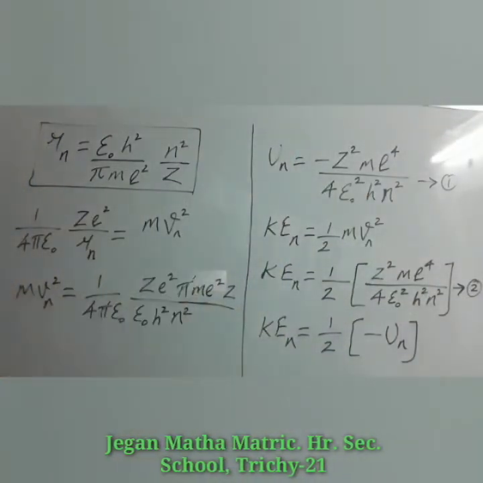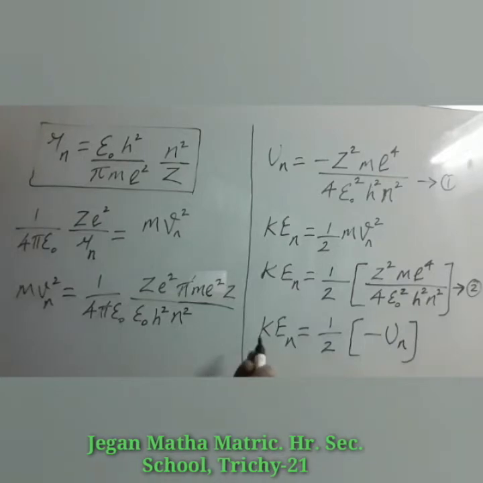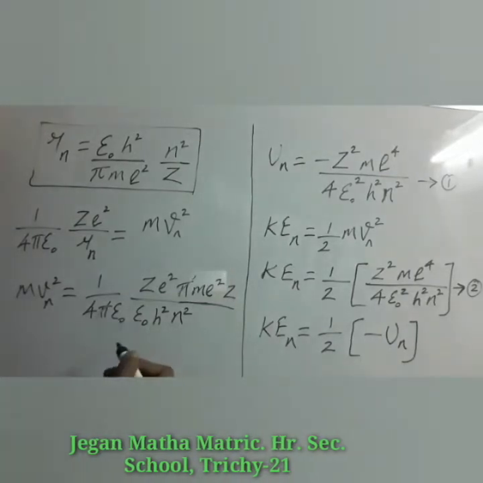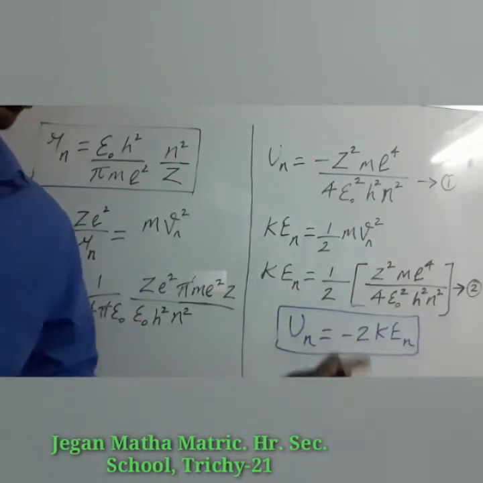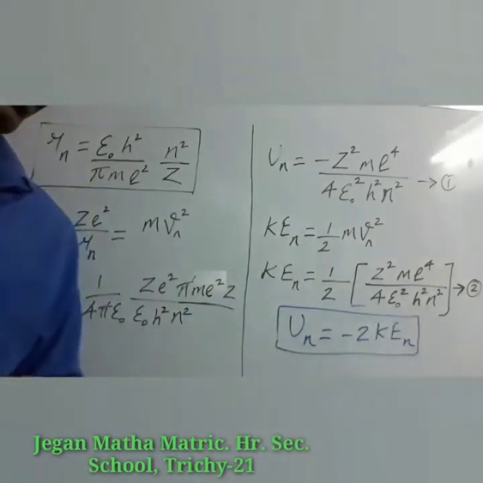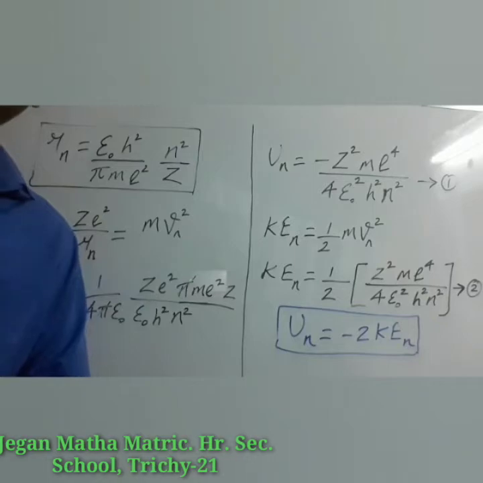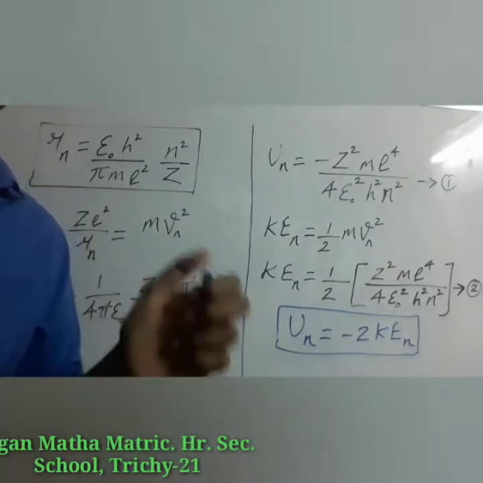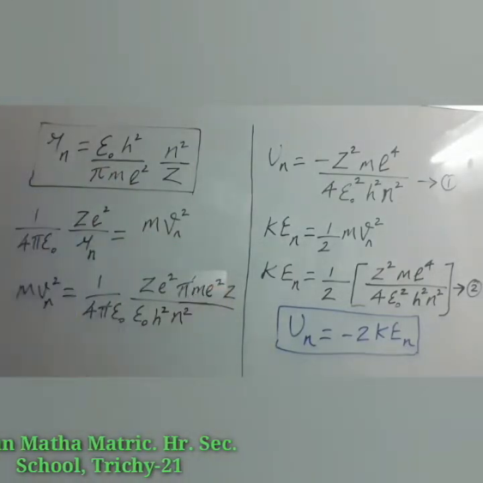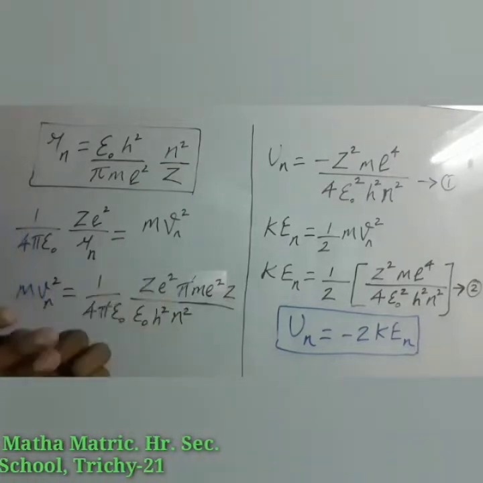We can rearrange this expression. 2 can be taken to the left side. Potential energy is equal to minus 2 into kinetic energy. It is a relation between potential energy and the kinetic energy. Now we have to find the total energy of the electron in the nth orbit. For that you have to add the kinetic energy and the potential energy.